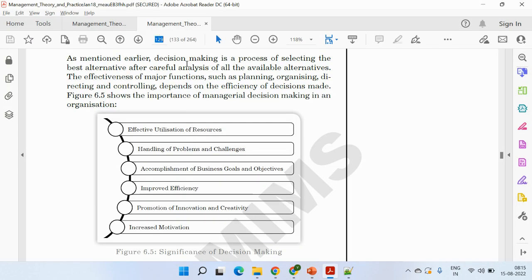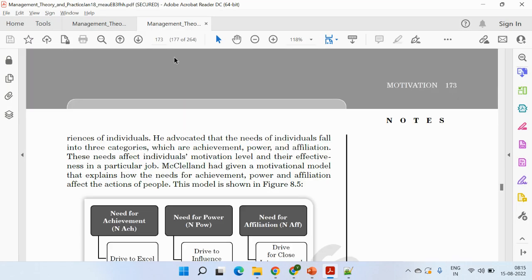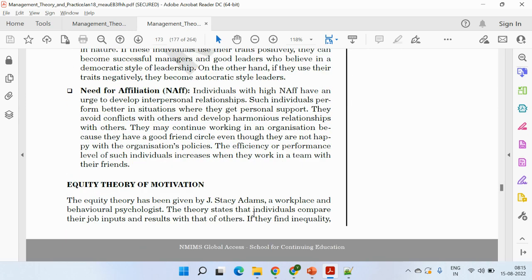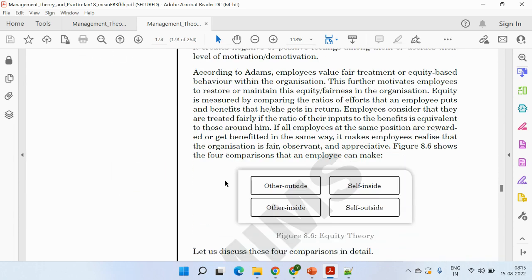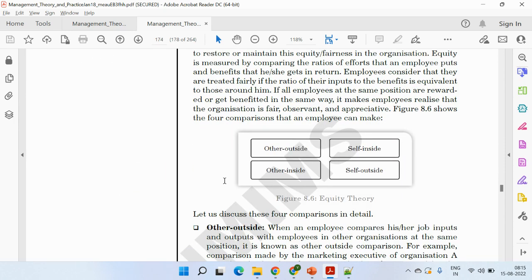So it's a very straightforward one, where you need to refer to the equity theory of motivation, and you can just elaborate on those points in your answer. So it's directly on page number 173. If you see page number 173, it clearly mentions the equity theory of motivation, which was given by Adams. So here there are four things which are being referred to. The first is other outside, the second is self inside, the third is other inside, the last one is self outside, right?